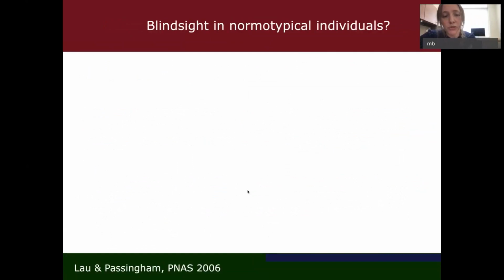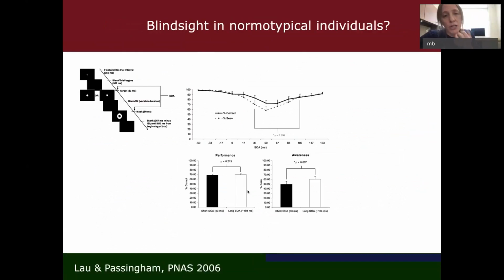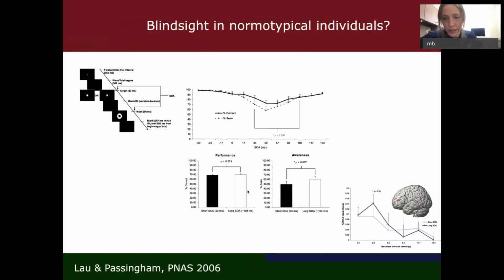Anyway, and then there was also some literature about Blindsight in normotypical individuals. A case from Hakwan Lau showed a dissociation between behavior and performance with some post-hoc selection of stimuli, and then some correlates of more awareness in the frontal cortex.